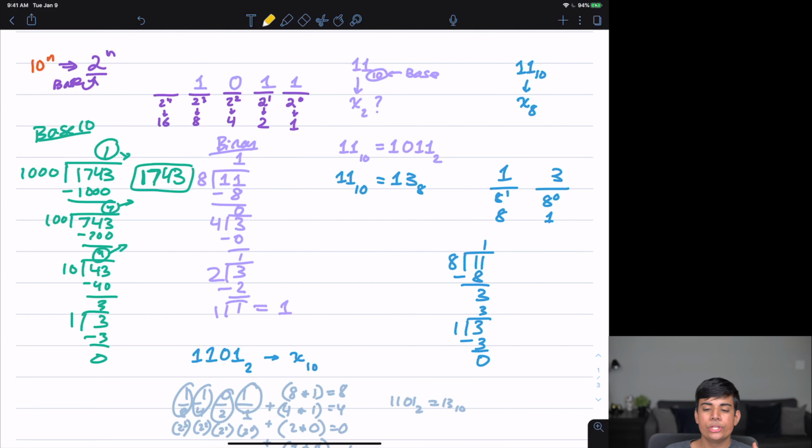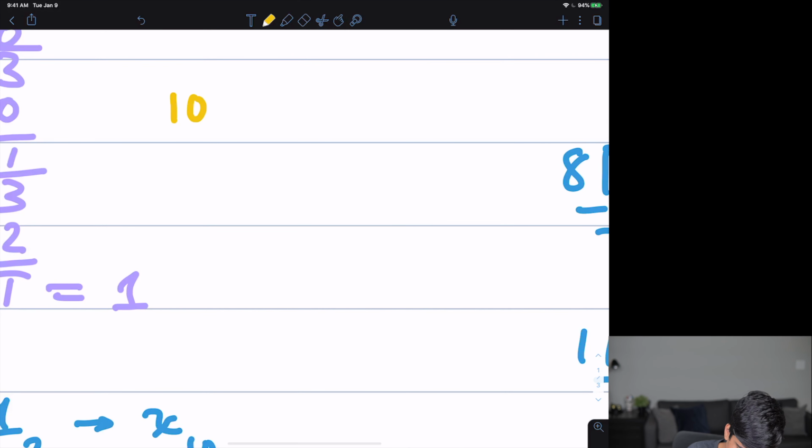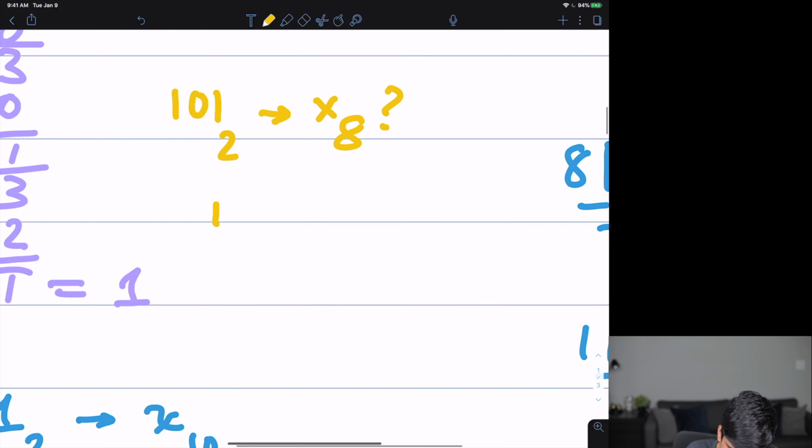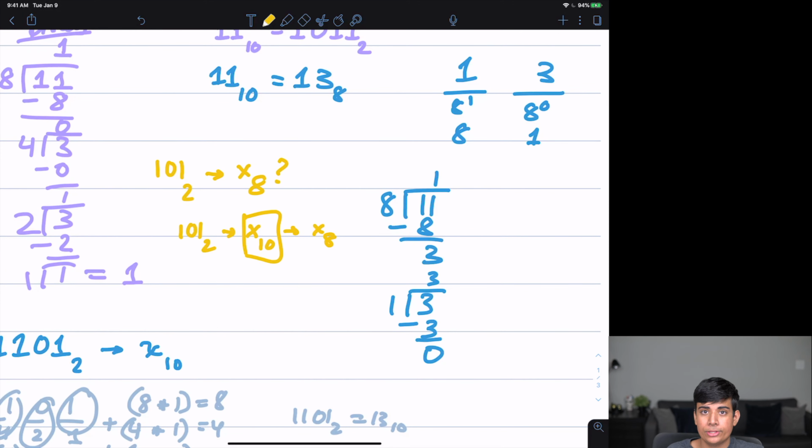We talked about converting from a base that's not 10 back to base 10. So if I was ever told, for example, to convert 101 in base 2 to base 8, how we do this is we take 101 base 2, convert it to a number in base 10, then take that and convert it to base 8. It's just an easier way to go through 10 rather than trying to jump and do something really crazy.